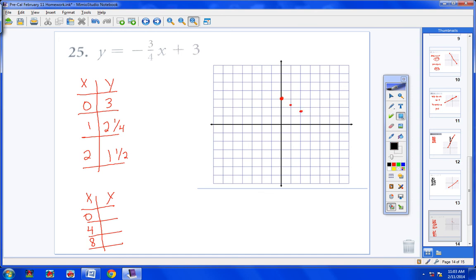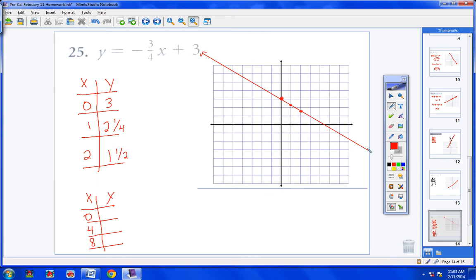Now next what I'm going to do is draw the line that goes through these points like that, and let me extend it a little bit, and then move it so it's right on those points. That's pretty good. Now there's the line. Okay, no problems with that, pretty simple.